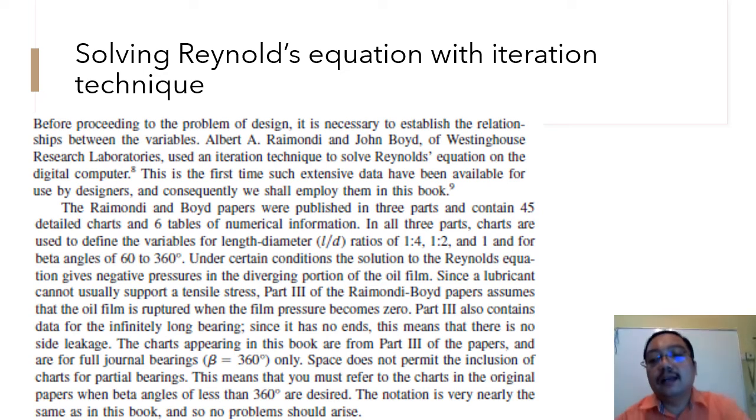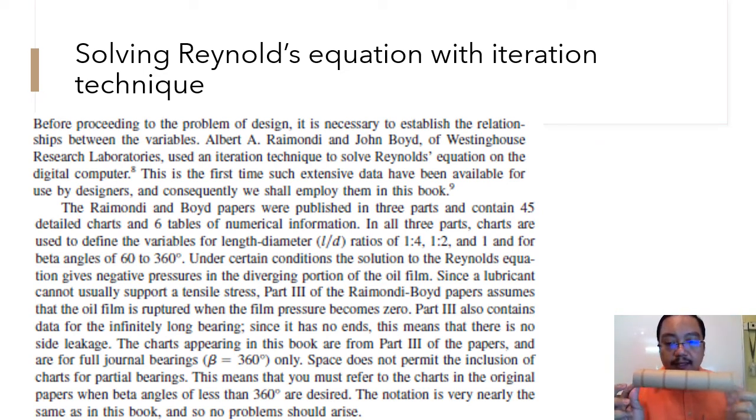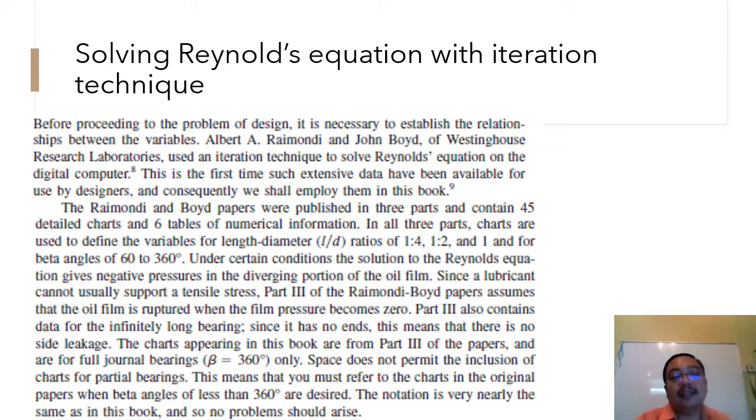See, here is my cardboard. Let's say this is a journal bearing. It is assumed there is no end at the left, there is no end at the right. There is no side leakage at the left hand end. We assume this to make the calculation simpler.